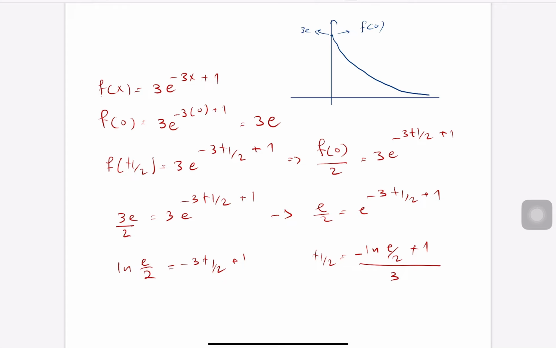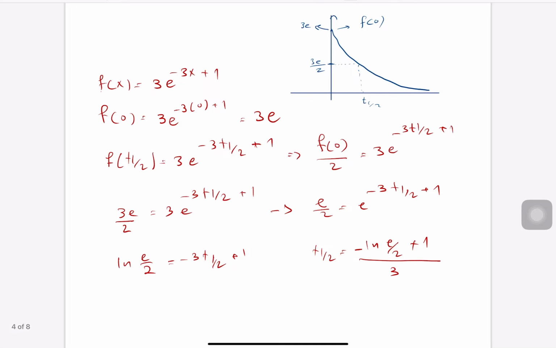Half-life is the time needed for it to become half. Then it will be here, 3e per 2. It means half of this 3e is this number. Now I have to find this t value, which is t half. Then I write the equation again. Because I put a 0 instead of x, I found 3e power minus 3 times 0 plus 1, it will be 0, and the plus 1 is 1.